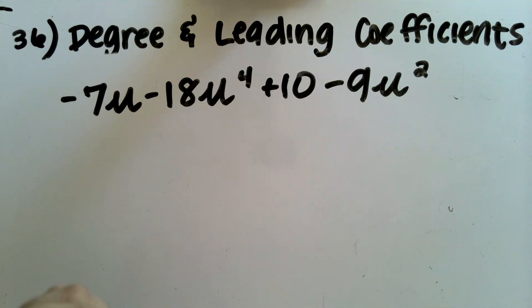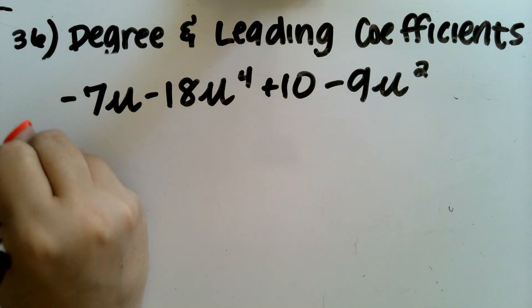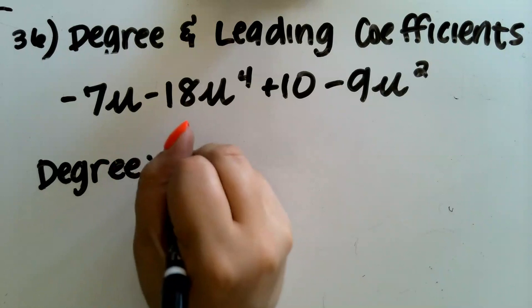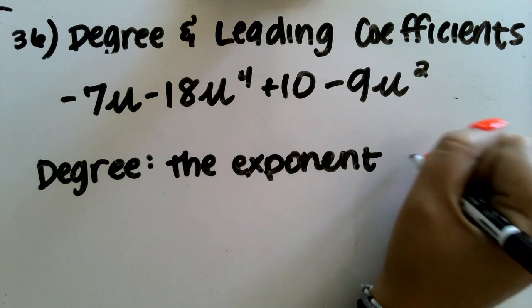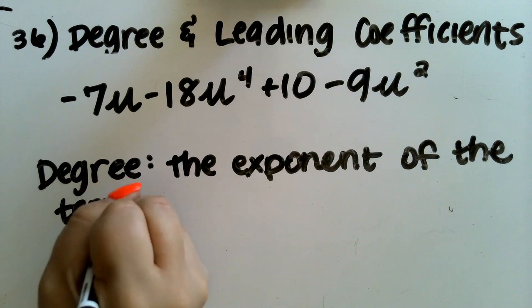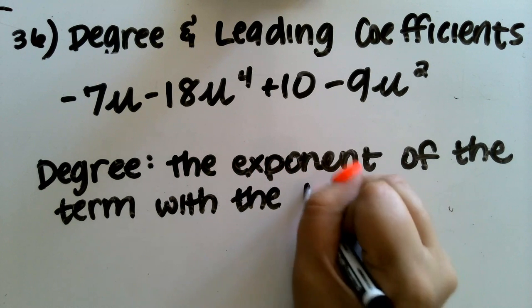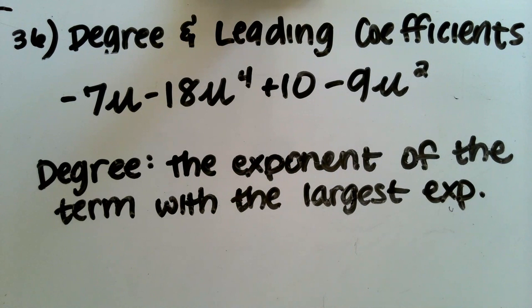I'm going to go ahead and write out the definition of the degree, and then we'll talk about it. So the degree is the exponent of the term with the largest exponent. And I'm just going to go ahead and abbreviate that. So our degree, the exponent of the term with the largest exponent.